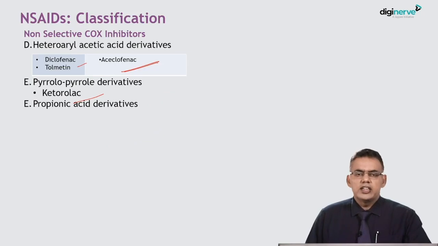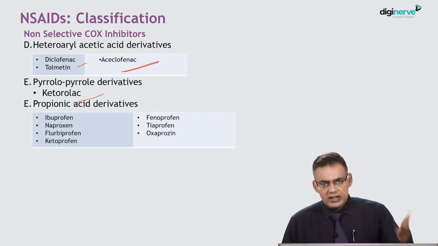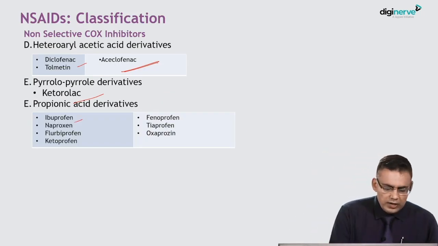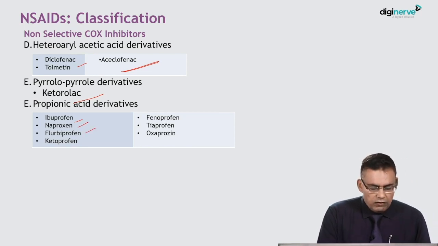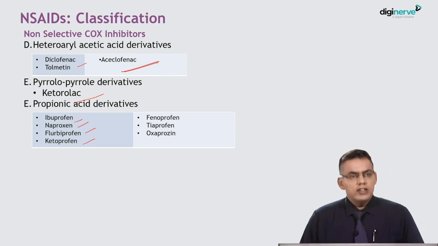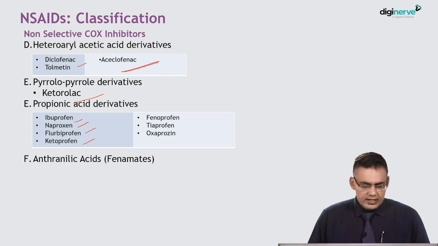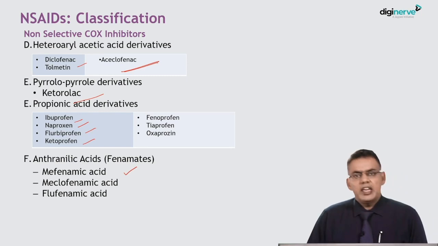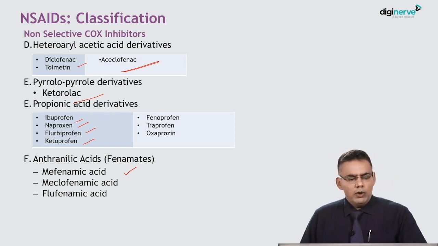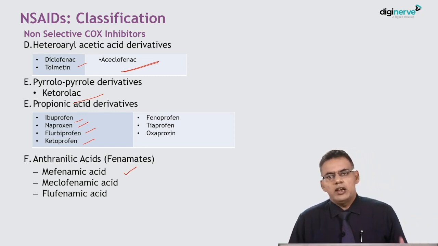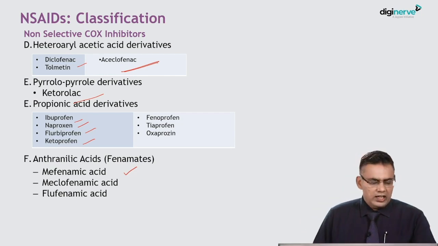Then we have propionic acid derivatives, which are considered as one of the safest drugs, like ibuprofen, naproxen, flurbiprofen, ketoprofen, and so on. Then we have anthranilic acid derivatives like mefenamic acid, meclofenamic acid, which are, in addition to having anti-inflammatory, also have anti-spasmodic activities.